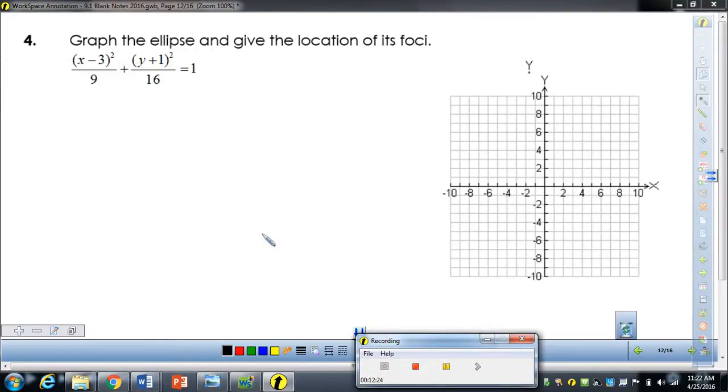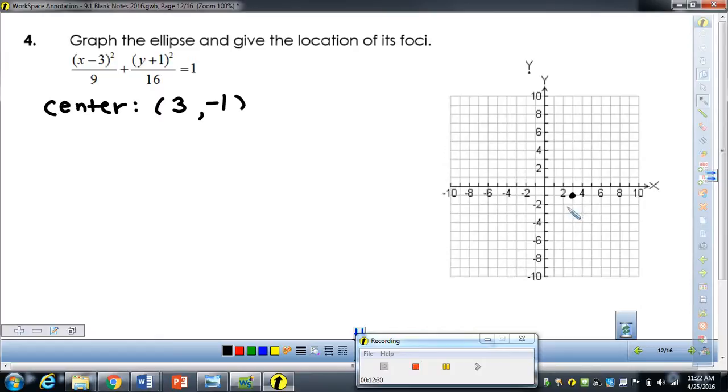All right, so let's try one where we're going to graph an ellipse that is not centered at the origin. First, we're going to look at our equation and identify our center. So remember, we're going to switch the sign, the opposite sign of what we see in the equation. So the x value of our center is positive 3. The y value of our center is negative 1. Let's go over here to our graph and plot the point (3, -1). Now we're going to draw the rest of the ellipse the same way that we did before.